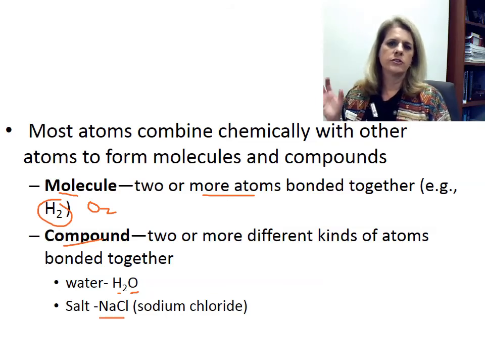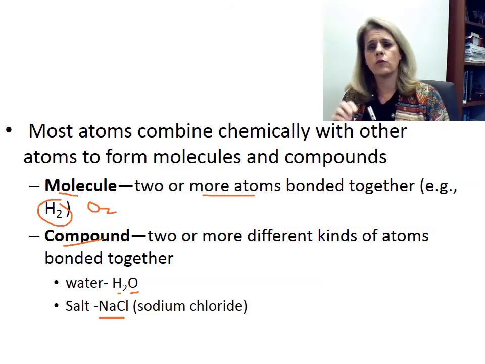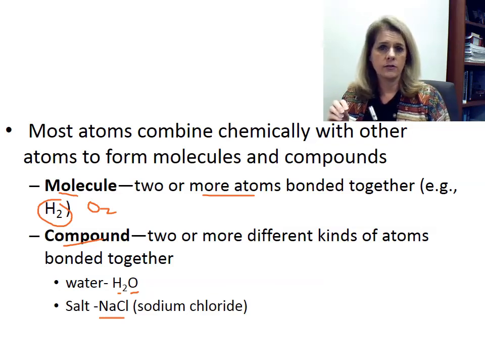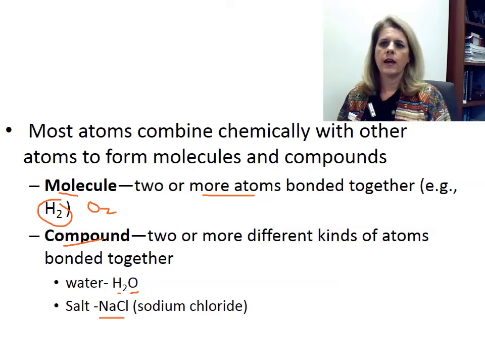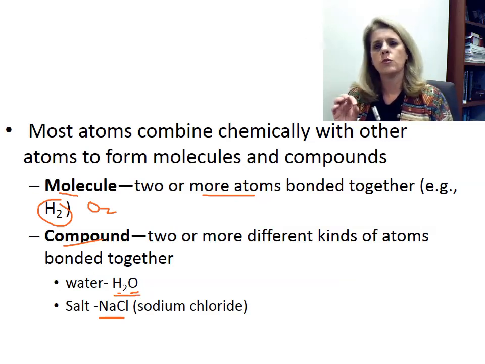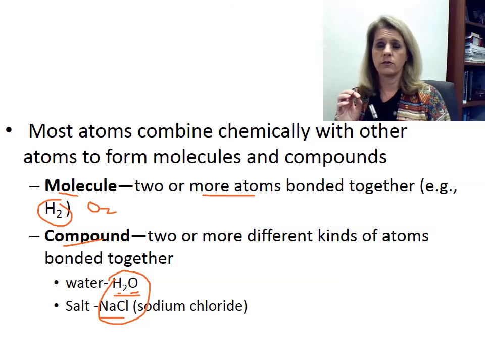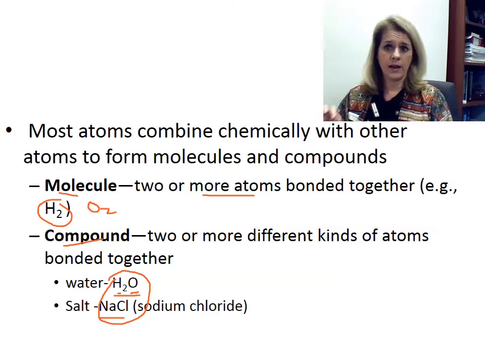Sodium chloride, which is table salt. That's 2 elements formed together. So sodium plus chloride equals sodium chloride, or a salt, to be a compound. So molecules are 2 or more atoms bonded together, like hydrogen and oxygen, H2 or O2. And then a compound is 2 or more different kinds of atoms bound together, like H2O is water, NaCl is sodium chloride. And I expect you to be able to recognize these are really biologically important, water and sodium chloride, so you need to recognize those by name and by chemical symbols as well.